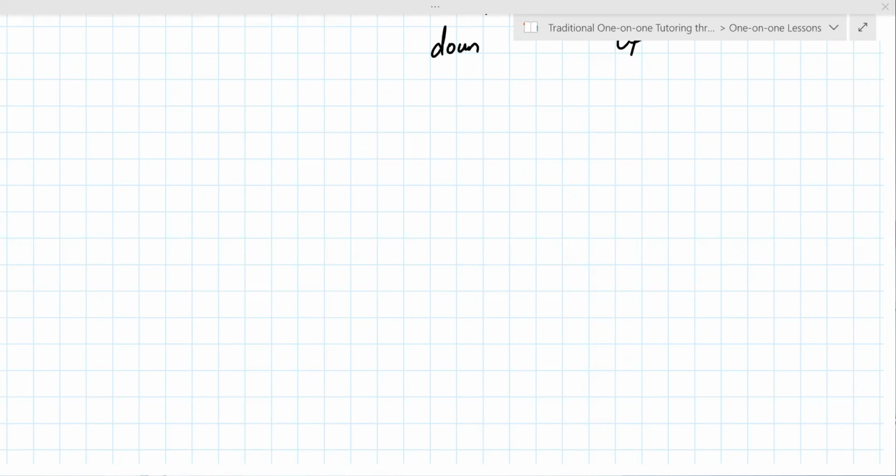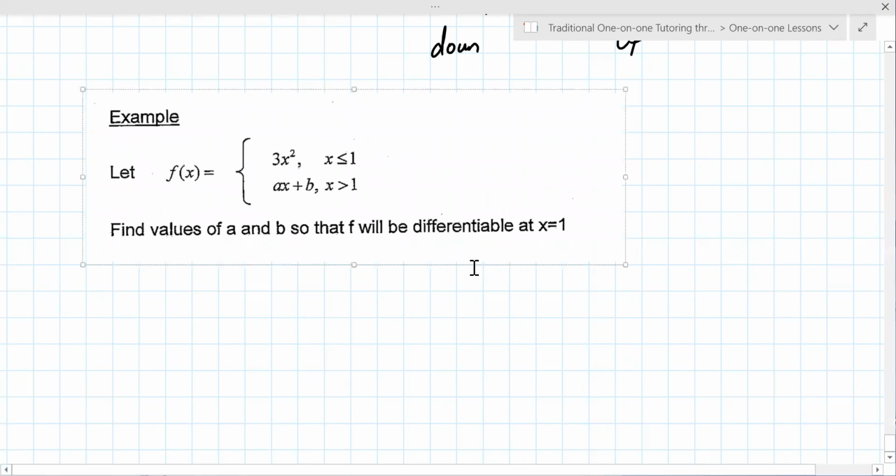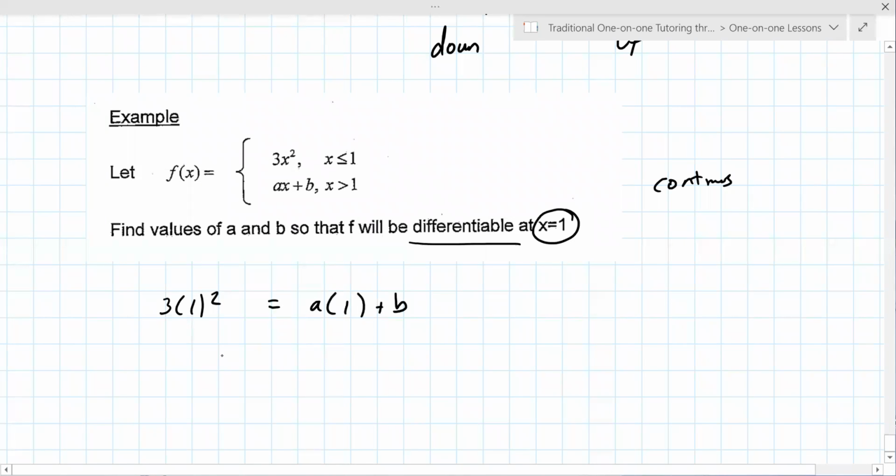Here is your classic piecewise question that you might see in this. We actually talked about this earlier. For something to be differentiable, it means it's also continuous. And that's important because you have to first evaluate the function at 1, and you have to set it equal. So you get 3 equals a plus b. And this is a problem because you've got one equation and 2 unknowns, no good.